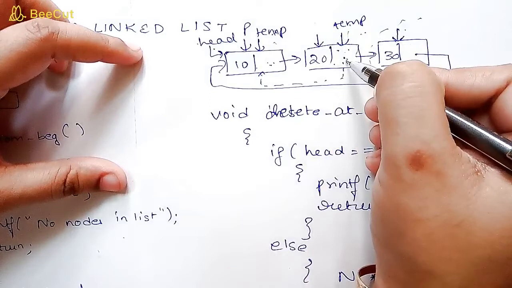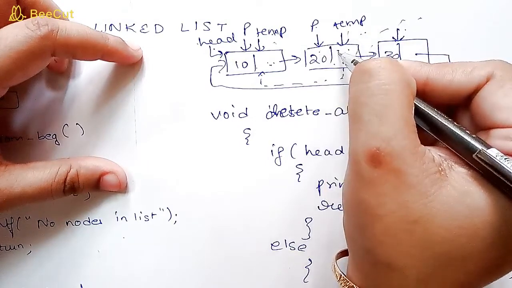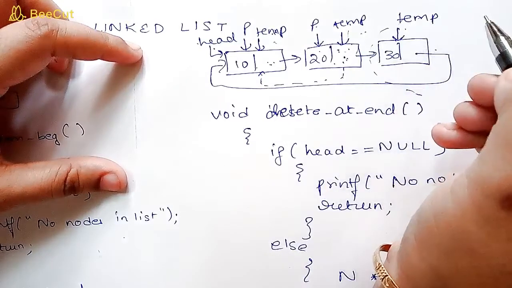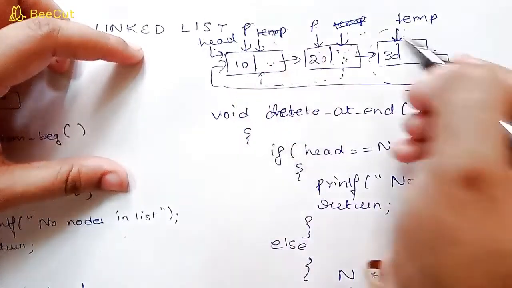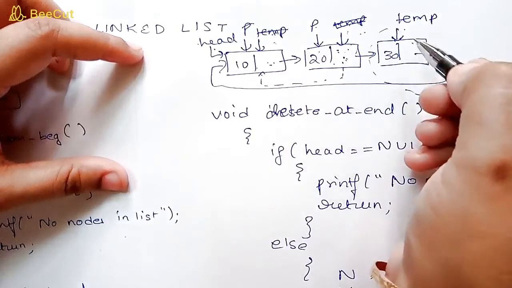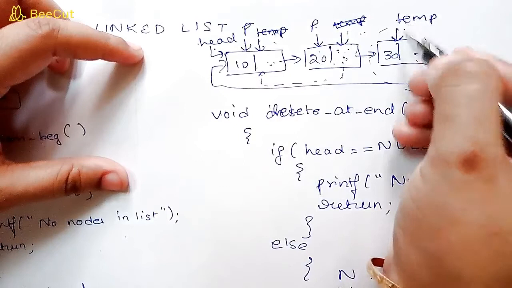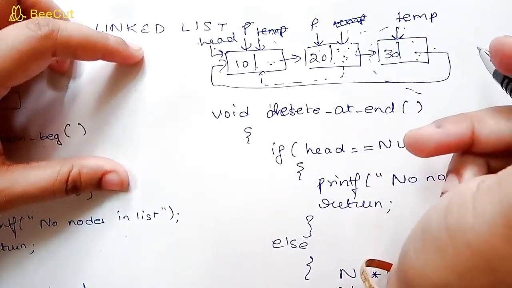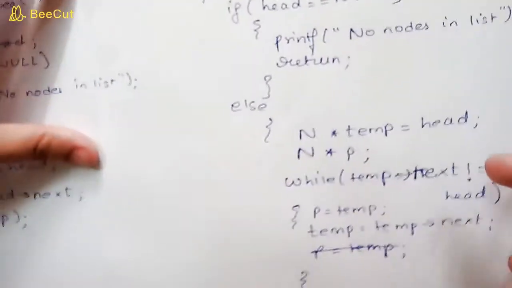Now temp next is not head again, so p equals to temp, so p will point to the same node to which temp is pointing, and temp equals to temp next. Now temp is pointing to this node. Now again you'll check whether temp next is head or not. Here the condition is true, temp next is head. So in this case, your loop condition will become false and you'll come out of the loop.